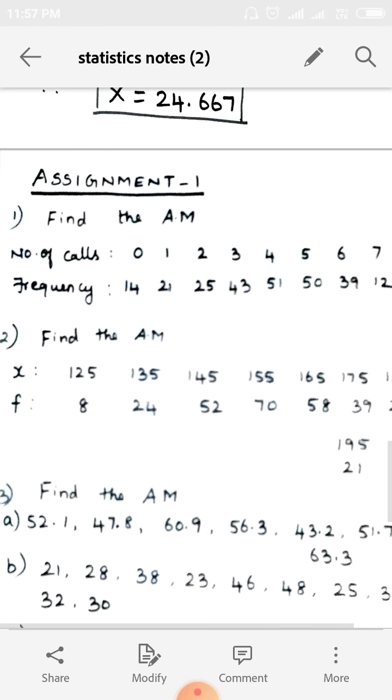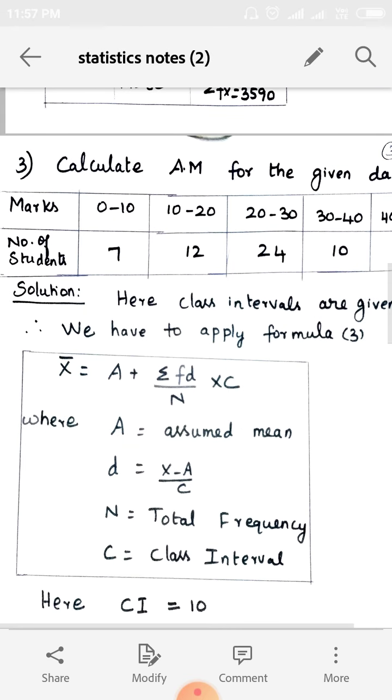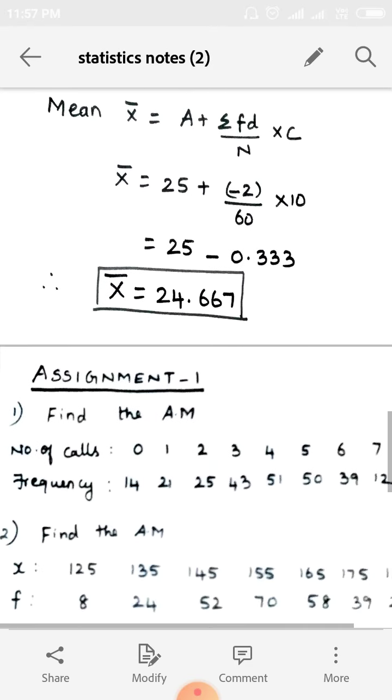See the assignment 1. The first sum: find the arithmetic mean. First row, number of calls; second row, frequency. Number of calls: 0, 1, 2, 3, 4, 5, 6, 7. The frequency values are given: 14, 2, 25, 23, 51, 50, 39, 12. See the problem. The given problem is a discrete type. This is our second example model.